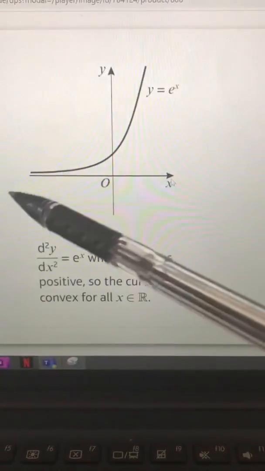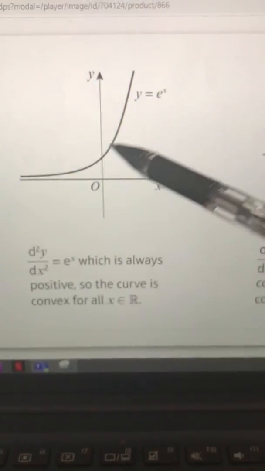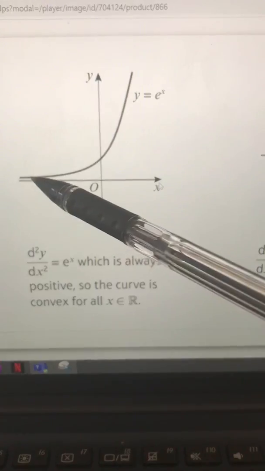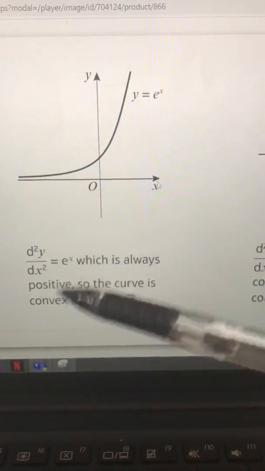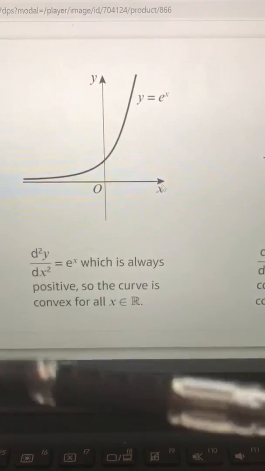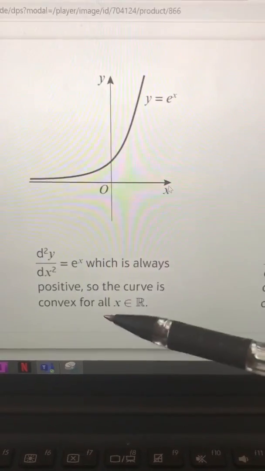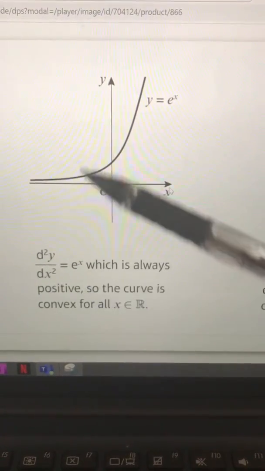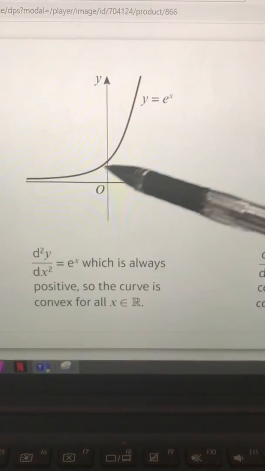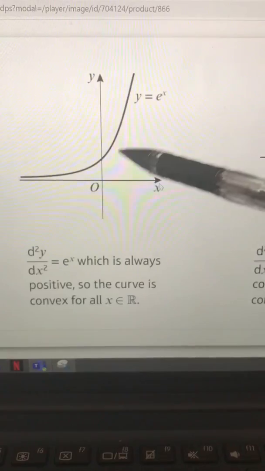Similarly, if you look at an exponential graph, this is the opposite. It's not concave, it's convex. And when you differentiate e to the x, you get e to the x. So if you differentiate e to the x again, you will get the exponential graph back. So that's why it will always be convex for all values of x.